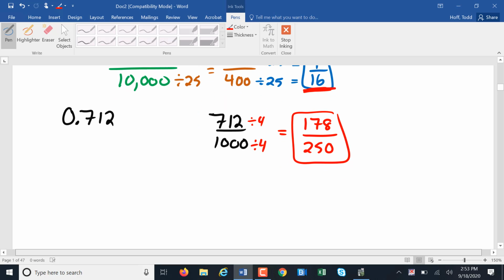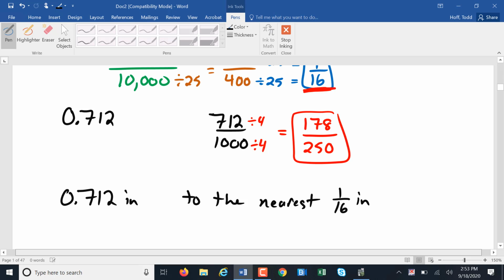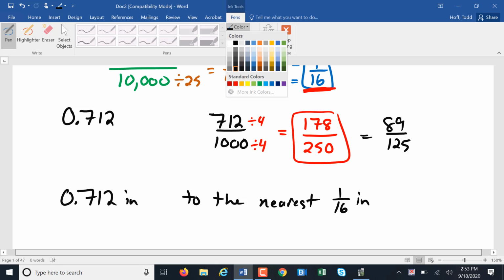So rather than converting it to an exact fraction, we might be asked to convert 0.712 inches to the nearest, bless you. What's that? It could still be reduced by 2. You are correct. Yeah, that could still be 89 over 125. Still don't have 1/125 in the toolkit.